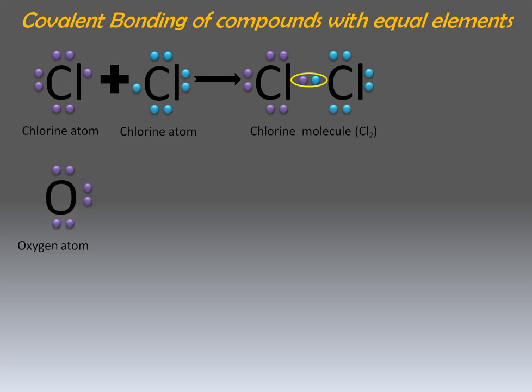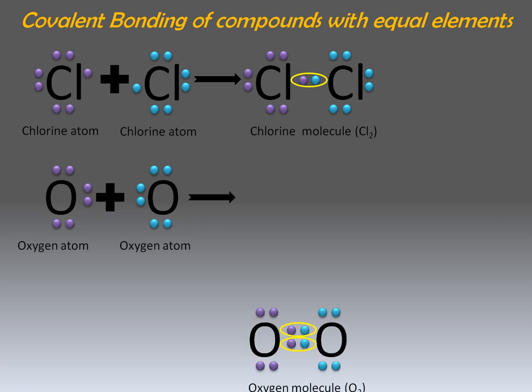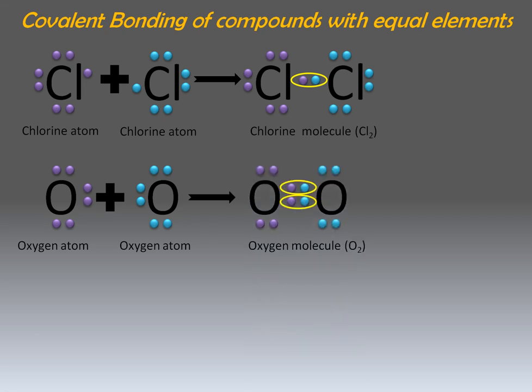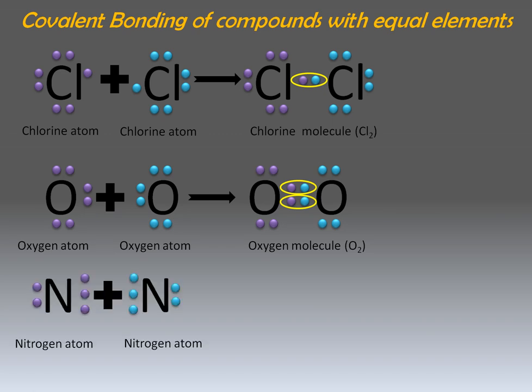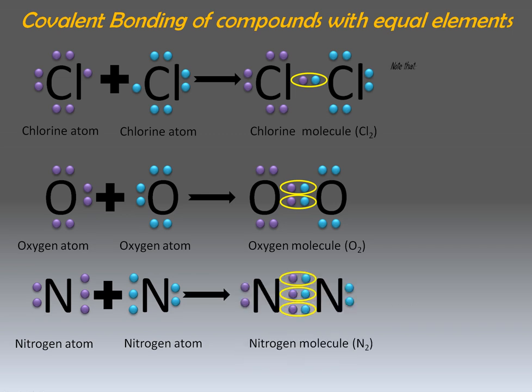Now, when we have another element like oxygen that has 6 electrons in the last level, they need 2 to complete the octet. So in this case, oxygen will get together with another oxygen to form the oxygen molecule, but instead of only one pair of electrons, they will share 2. So we will have a double covalent bond. When nitrogen gets together with nitrogen to form the nitrogen molecule, they will be sharing 3 pairs of electrons. So they will form the nitrogen molecule with a triple covalent bond.